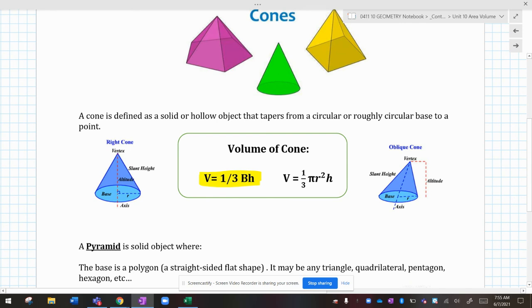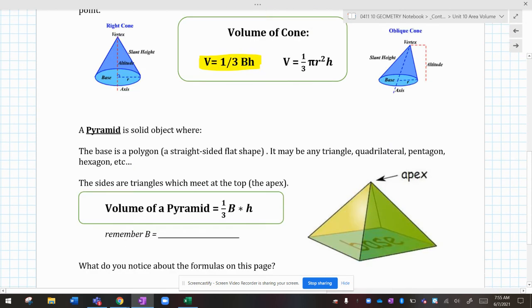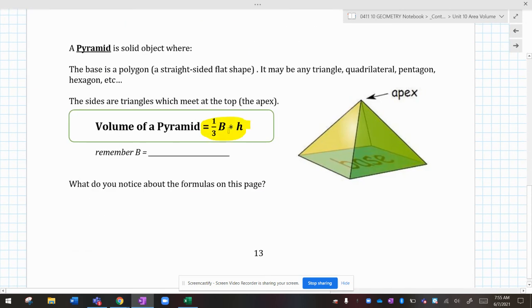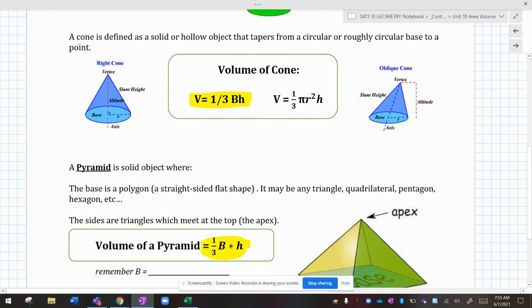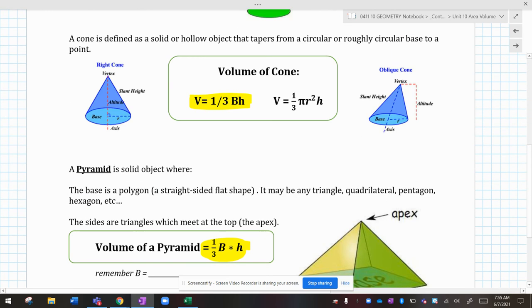Well, isn't that just like the one we just did for prisms? The volume of a prism was the area of the base times the height. The volume of a cone, or if I scroll down, the volume of a pyramid is 1/3 the area of the base times the height. And that's it. If you want the volume of a thing that looks like a prism but with a pointy top instead of a flat top, you just take the area of the base times the height and divide by 3.